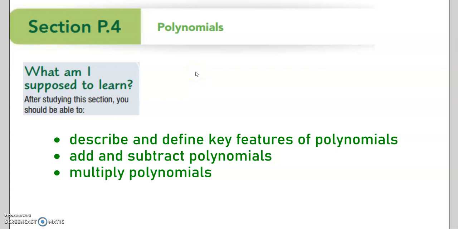Hi guys, so this is section P4, section 4 of the prerequisites chapter, and it's all about polynomials, okay? And in this section, we're going to talk about three different things. In this video, we're going to talk about the first two objectives. We are going to describe and define key features of polynomials and add and subtract polynomials.